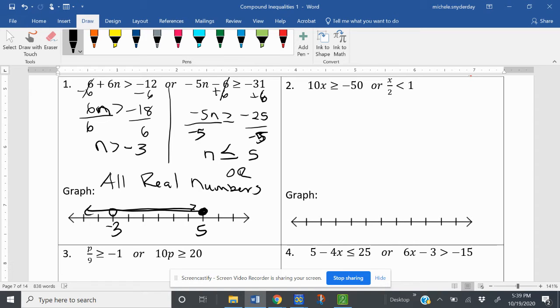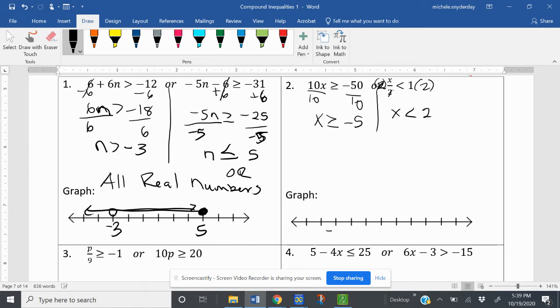Okay, second example. Once again, it's an or. We have two inequalities. 10x is greater than negative 50, so all we have to do is divide by 10. So this is a quick solving. X is greater than or equal to negative 5. So there's one of them. X divided by 2 is less than 1, so this is also quick. If it's divided by 2, the opposite is to multiply by 2. The 2's go away, and we're left with x is less than 1 times 2, which is 2.